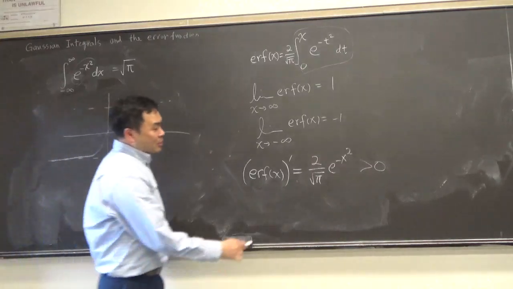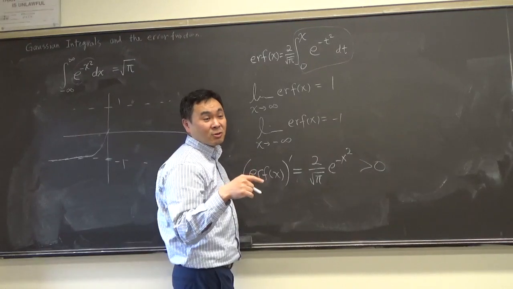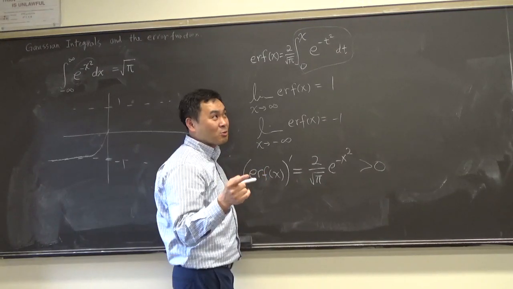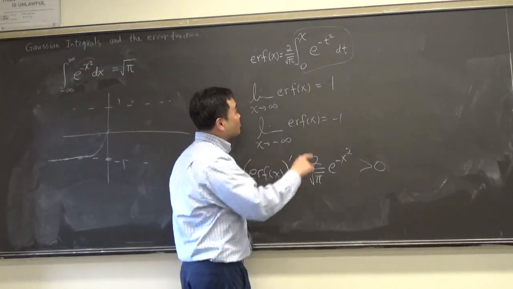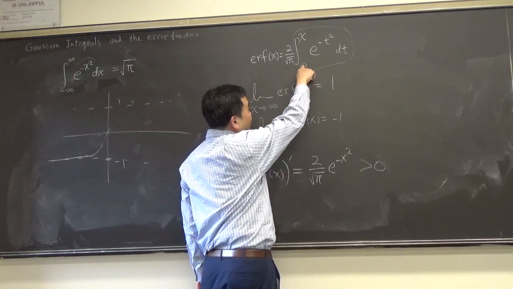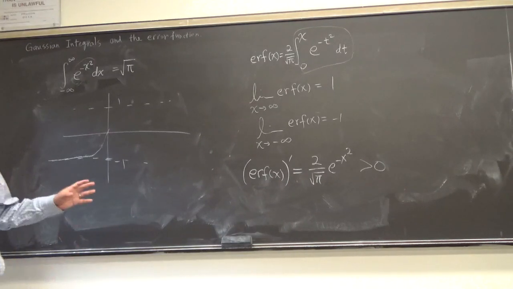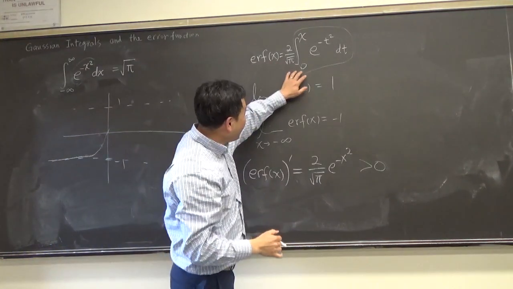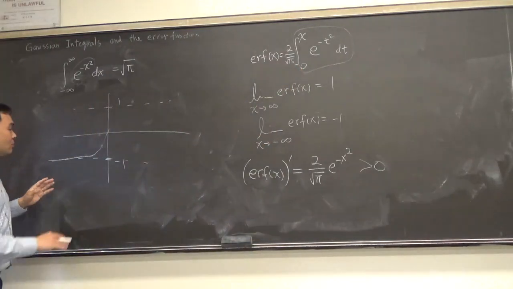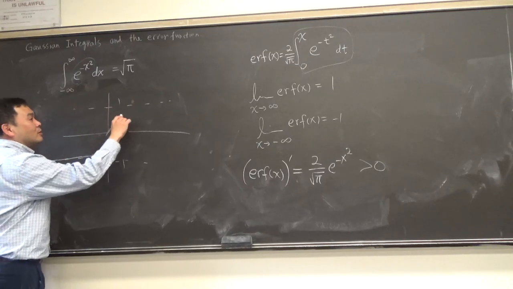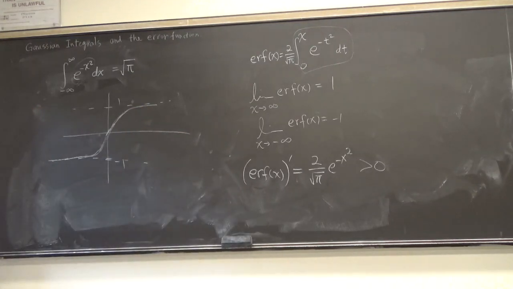And another thing is, because this function is an even function, if you integrate an even function and the integration has the property that the value at 0 is 0, then you get an odd function. So we have an odd function that does this. So that's the graph of the error function.